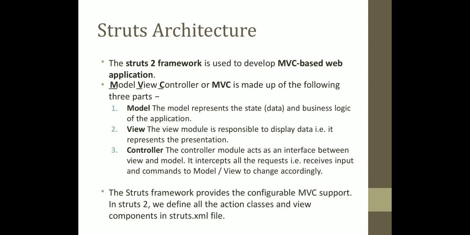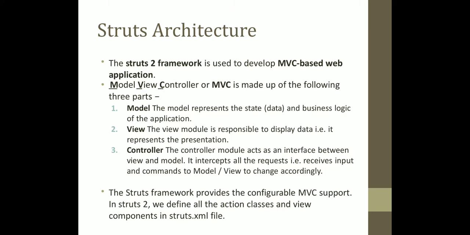The architecture of Struts is purely model view controller architecture, and this architecture we already have seen in the previous section as well. There are 5 core components in MVC architecture of Struts2. Before that, I am revising what MVC is made up of. The model represents the state, that is data and business logic of the application. The view module is responsible to display data, that is, it represents the presentation. It focuses on how the data will be shown to the user.